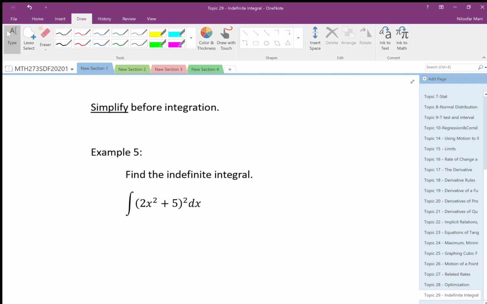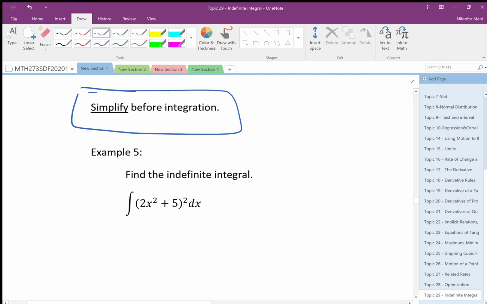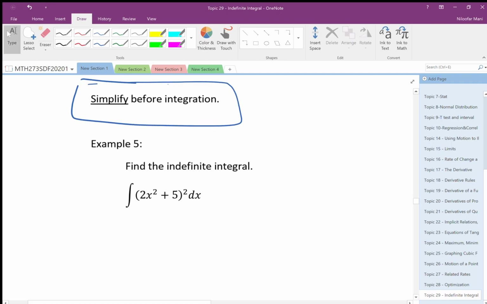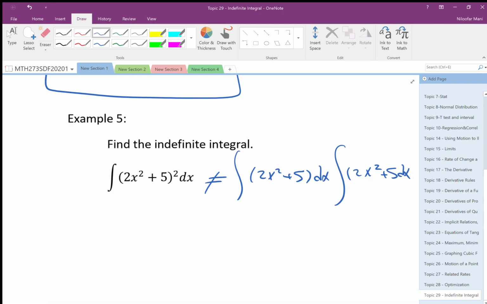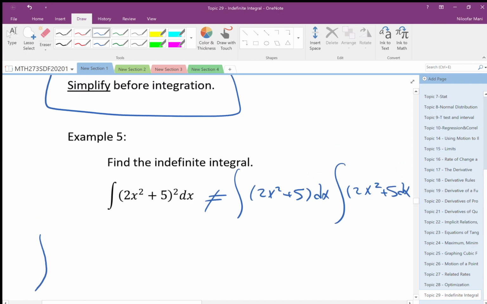So, simplify before integration. Why? For this function that I give you, you look at it and say, I know I cannot say integral of this times integral of this. I can't. I told you it doesn't work for multiplication and division. So what should I do? In this case, you can expand. Okay, so it is integral, simplify before integration.